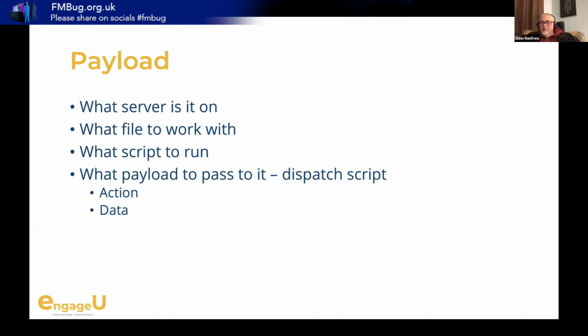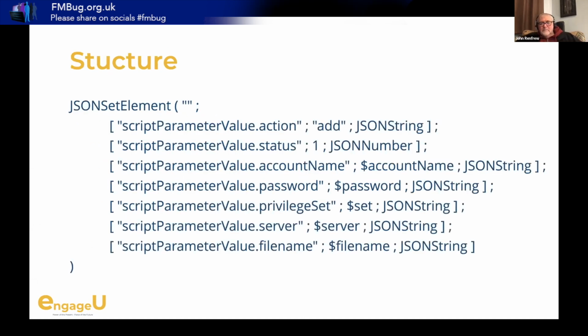And additionally, please send me the data that you need to this script that's going to dispatch everything. That would be, what action do you want me to run with what data? So the payload might look something like that. I'm going to send it an add action with this status for this account name, with this password, with this privilege set, on this server with this file name. Those are the pieces of information. And clearly that's just a single version. That can be an array of multiple things, and I work through them one at a time.